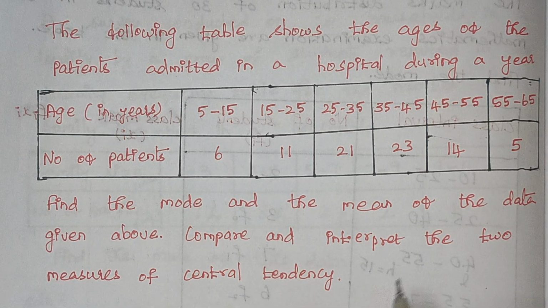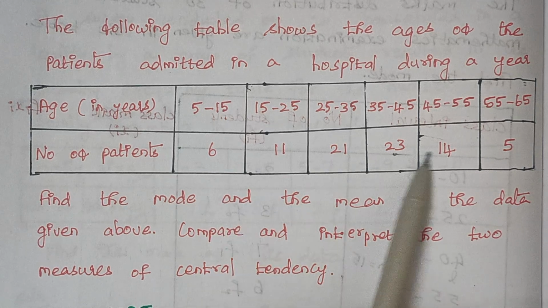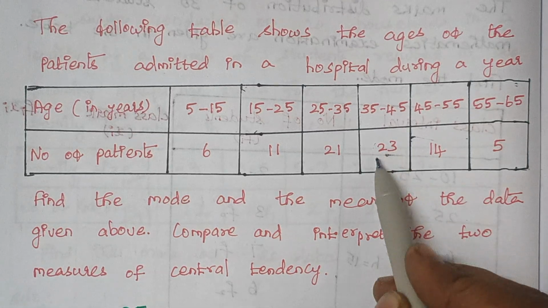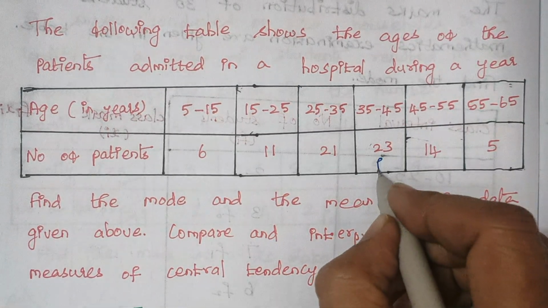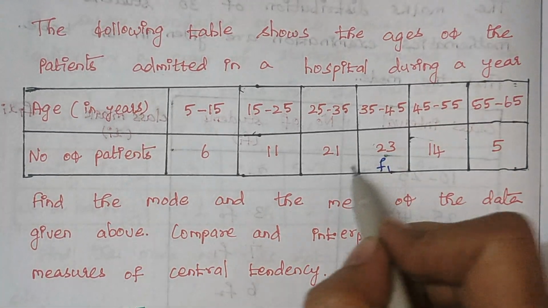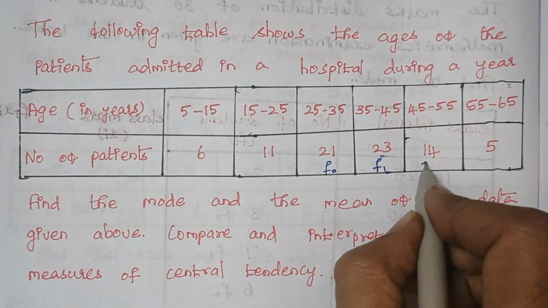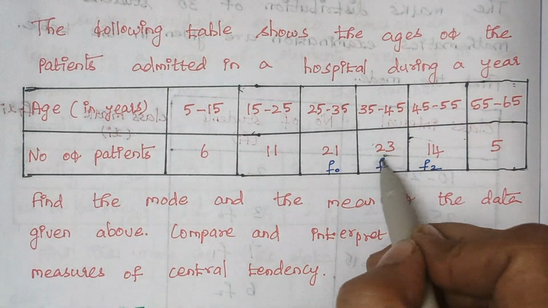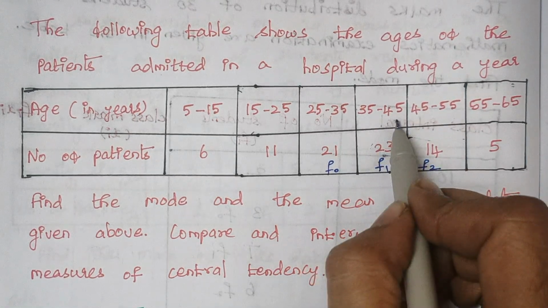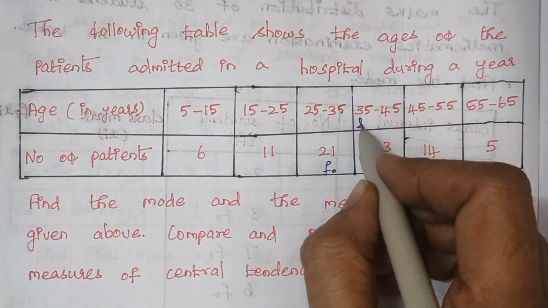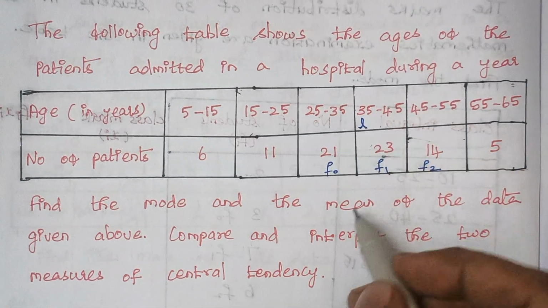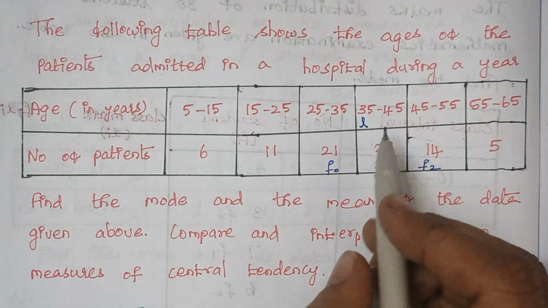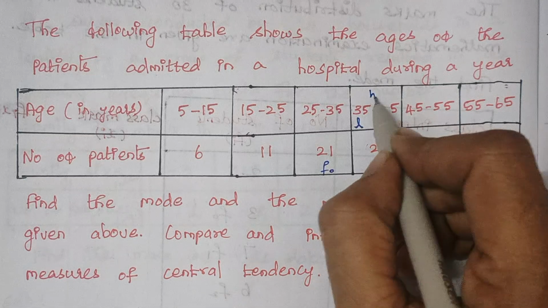So how to find the mode here? What is the highest frequency or maximum frequency here? Here the maximum frequency is 23. So here 23 is nothing but our F1. So obviously F0 is 21 and F2 is 14. And what is the class that corresponds to this maximum frequency? It is 35 to 45. So what is the value of L? Here L is 35. And what about the value of H? H is nothing but the difference between these two. Therefore the value of H is 10.